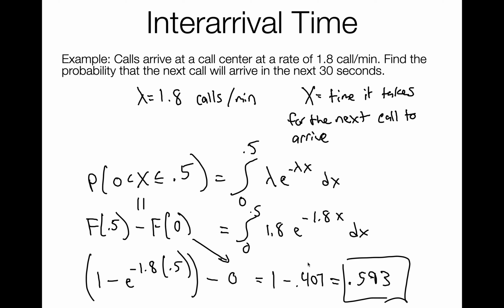If you get almost 2 calls per minute on average, that makes sense, right? Which is maybe 1 call per 30 seconds. And so there's about a 60% chance that the next call comes within the next 30 seconds. Hopefully that wasn't too bad.